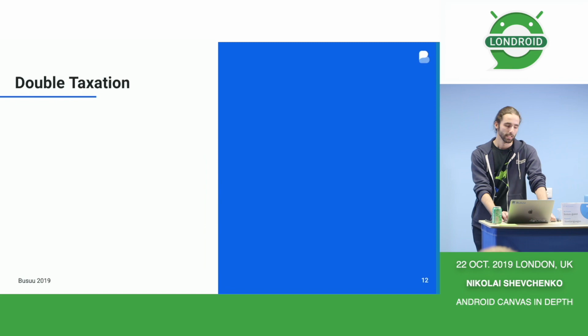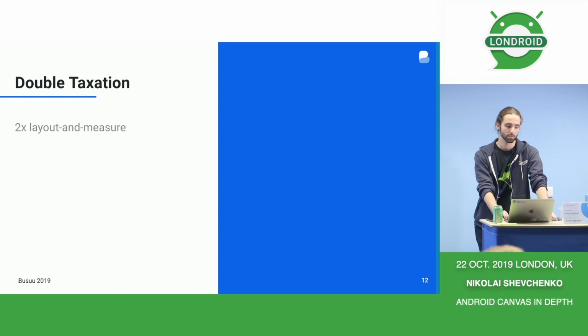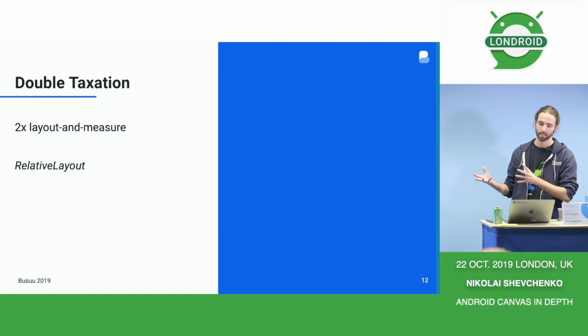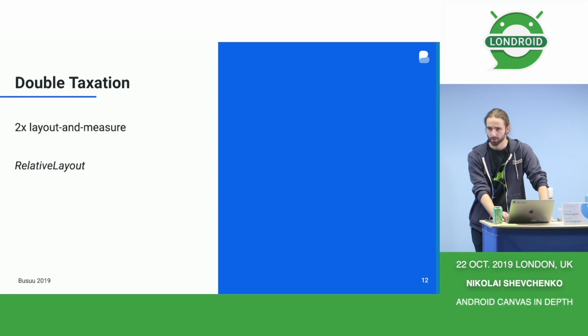The last concept for this layouts problematic is the double taxation. What does it mean? It means that we are running the layout and measure processes twice. The problem happens usually, not usually, always, with the relative layout, because apart from measuring the views, it also goes to calculate the weights. Obviously don't use it anymore because we have the constraint layout that does exactly the same things way better.